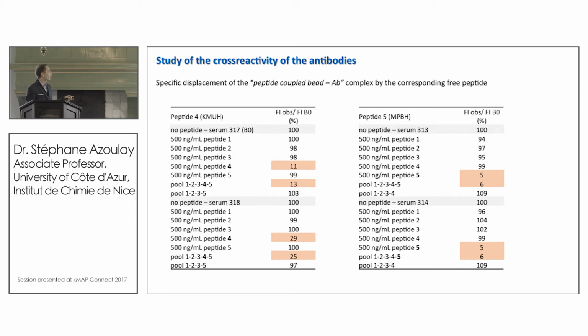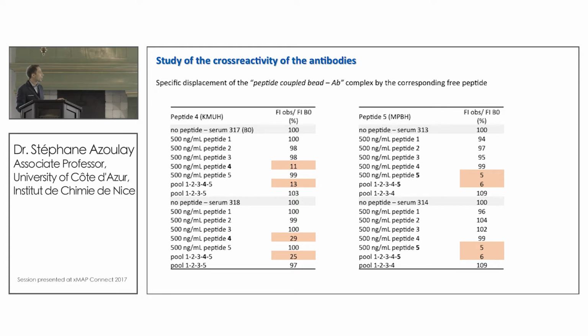Unfortunately, in this case also, only the peptide corresponding to the bead could displace the antibody from the peptide-coupled beads. Here we focus only on the ratio of the fluorescence signal between the bead and the sera without peptide, and we use a stronger concentration of the peptide to try to displace.